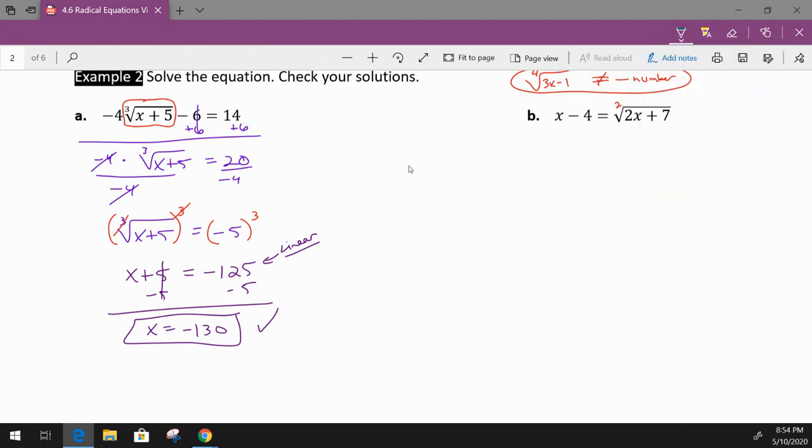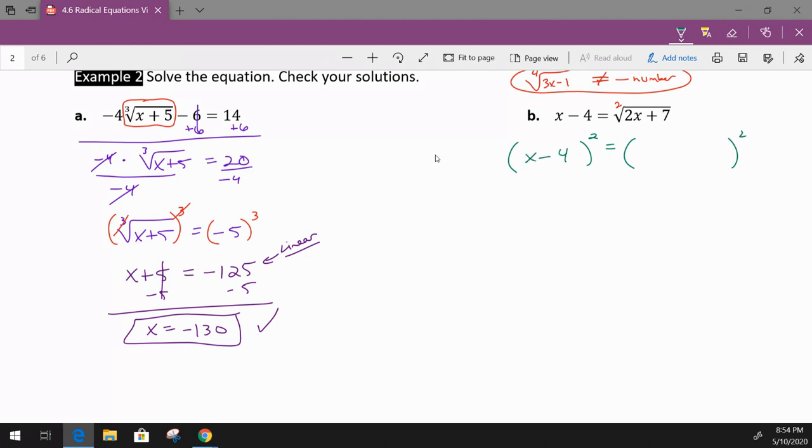The next example here, we are going to get two solutions. So it's going to be a little bit more interesting. If you look at your radical, it is already by itself. There is nothing in front of it being multiplied. There's nothing after it being added or subtracted like we did have here. So we can go ahead and start our first step by squaring both sides of the equation.